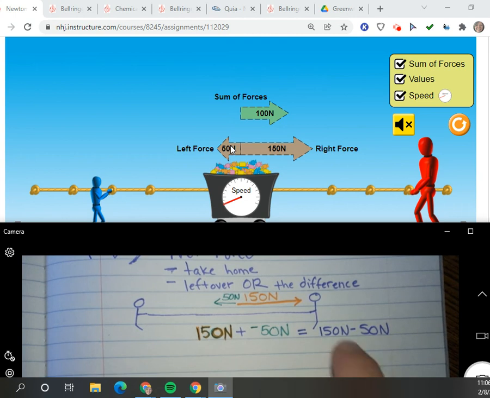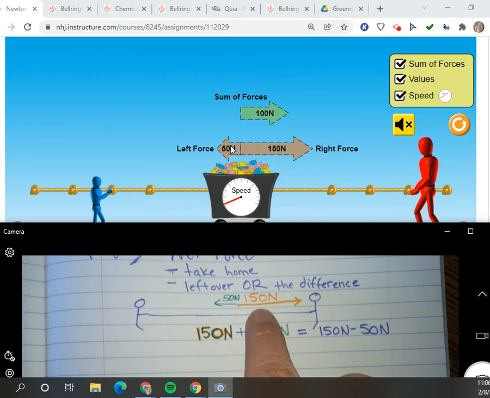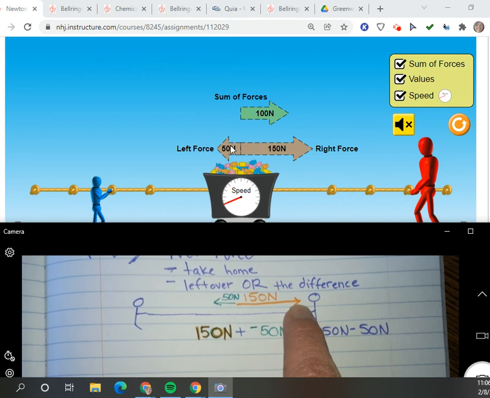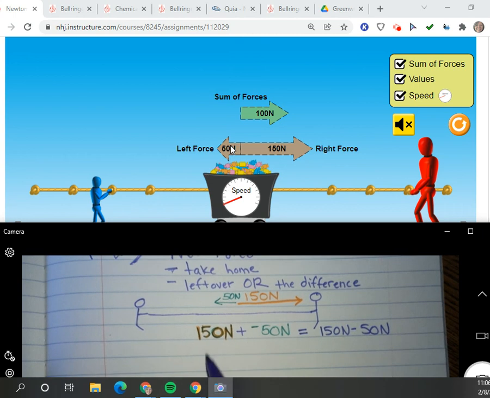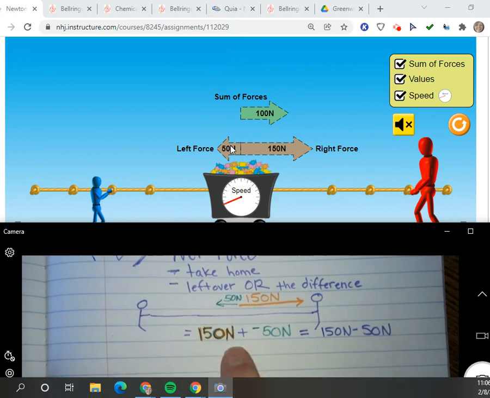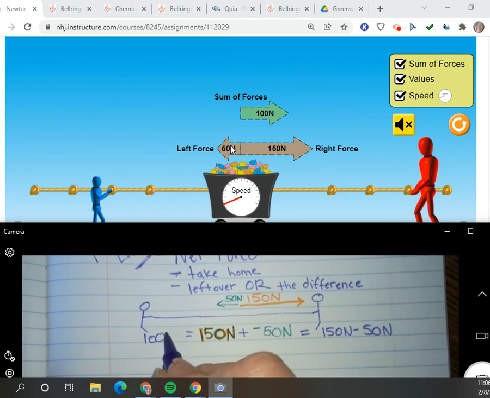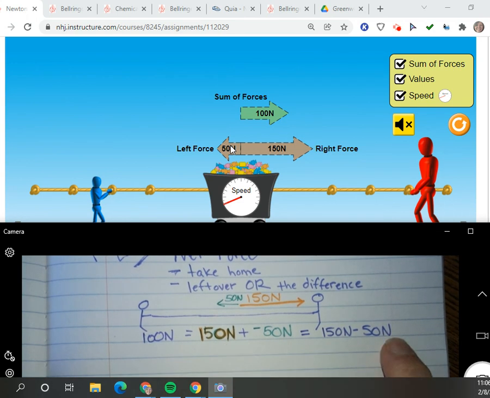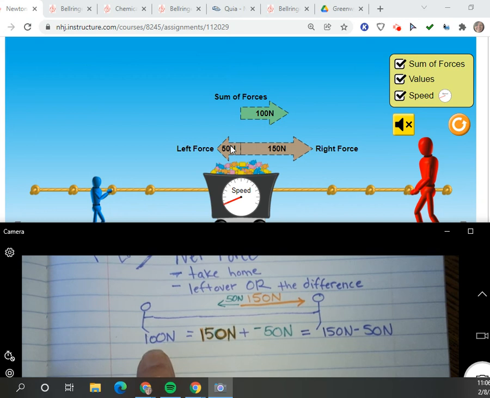Either way you look at it, one of them is positive and one of them is negative because they're going opposite directions. If they were going the same direction, would either of them be negative? No, they wouldn't be. So what is the sum of these forces that we see in our picture? 100 newtons. You know that from 150 minus 50 newtons gives me 100 Newton force. Now, this number is positive. So what direction is it going? To the right.